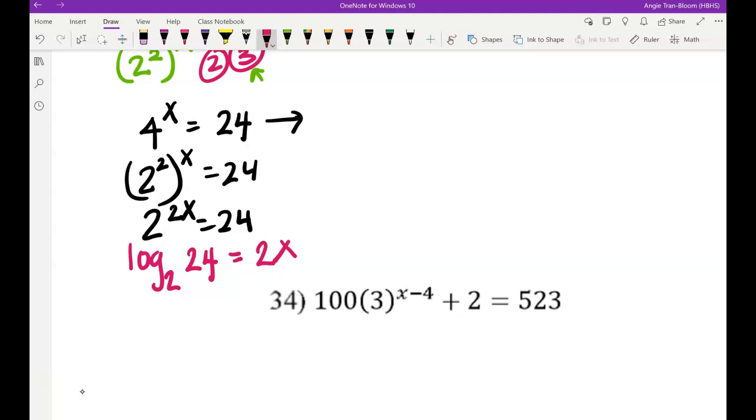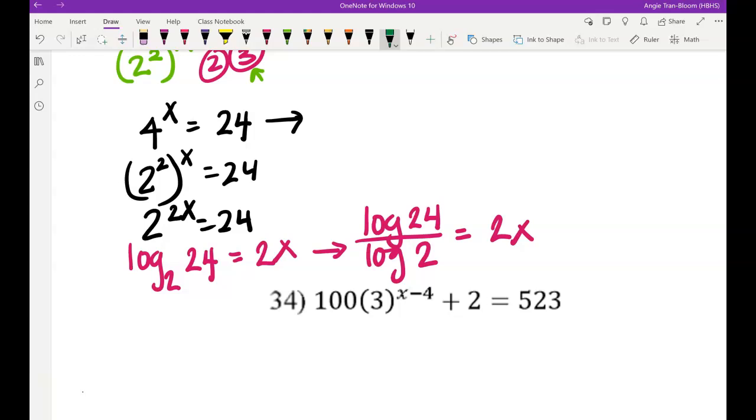Then we will use a change of base formula. So we will have log of 24, divided by log of 2, equals 2x. Then our next step, we are going to divide both sides by 2 or times it by 1/2.